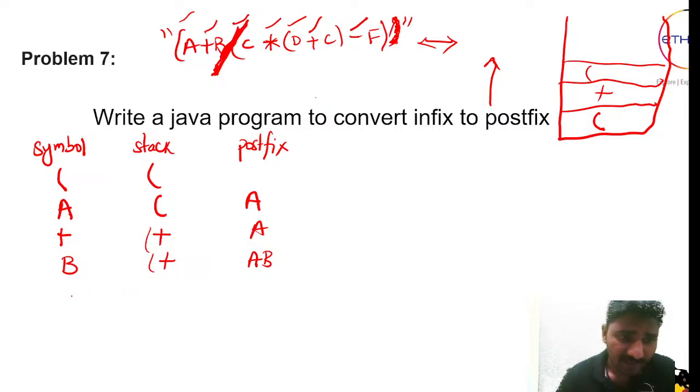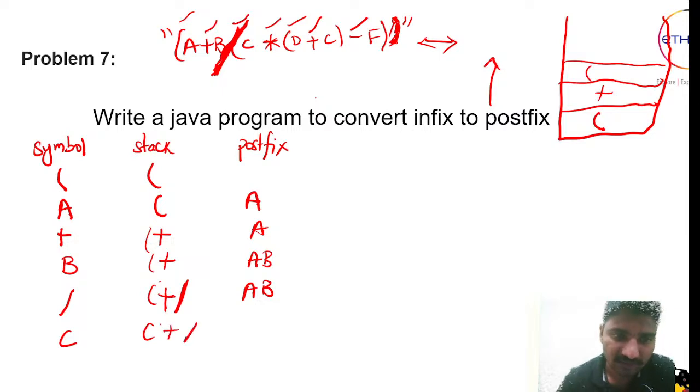The next element we have is division. So the division can go over here. Of course, right? The smaller operator cannot be placed on the larger, but the larger can be placed. So I can say A and B still. Now we have C, and C goes here. A, B, C. Now the next part we have to think about is star.